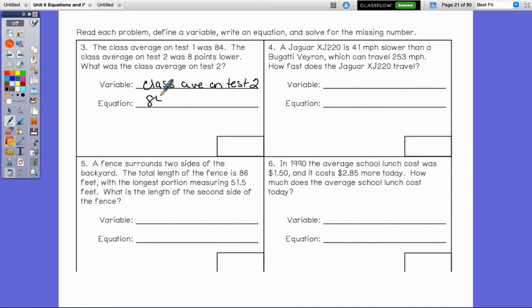Test 1 was 84, right? And it was 8 points lower on test 2. So 84 equals x plus 8, because whatever my class average is now, I have to add 8 points to get to the 84. How do I solve that? I need to subtract 8 from both sides. I get my class average is 76.